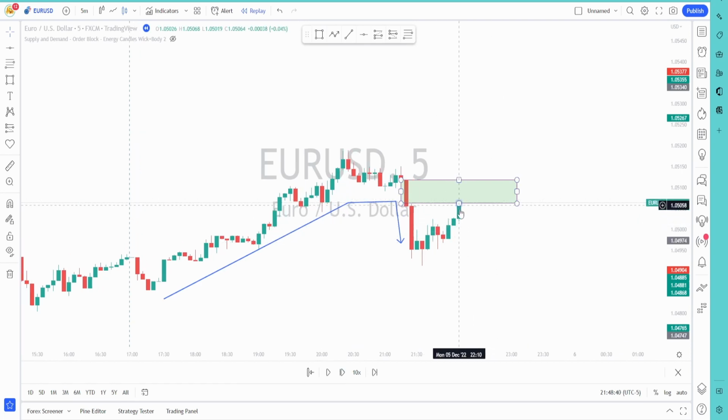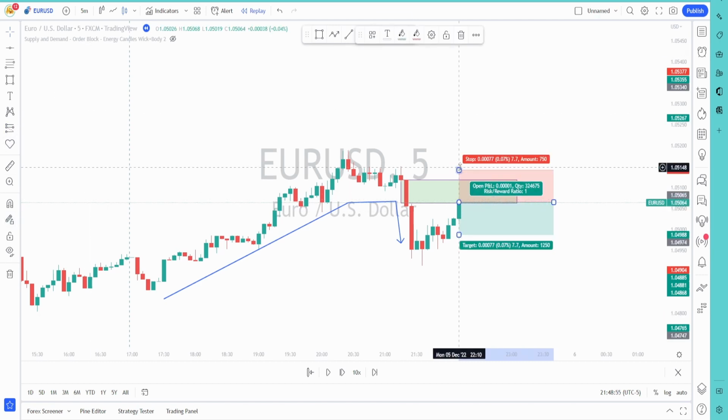What it did is it did come up, touched into the area slightly, barely went into it, but it respected the area, and you're going to enter in on the trade at that point. Your stop loss just above and targeting the low.